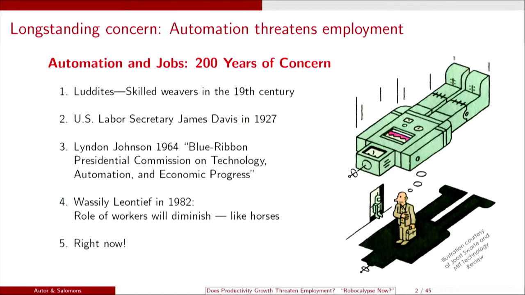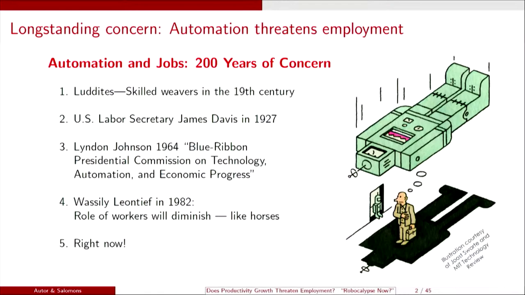There is a long-standing concern that automation threatens employment. We can look back a couple hundred years. Of course, you're all familiar with the Luddites, skilled weavers in the 19th century who rose up against the power frame, potentially threatening their artisanal jobs, correctly, in fact. But you don't have to go very far back in history to see examples. U.S. Secretary of Labor James Davis in 1927 warned about the scrappage of men and was concerned that labor needs a new outlet. In 1964, President Johnson formed a Blue Ribbon Commission on technology, automation, economic progress.